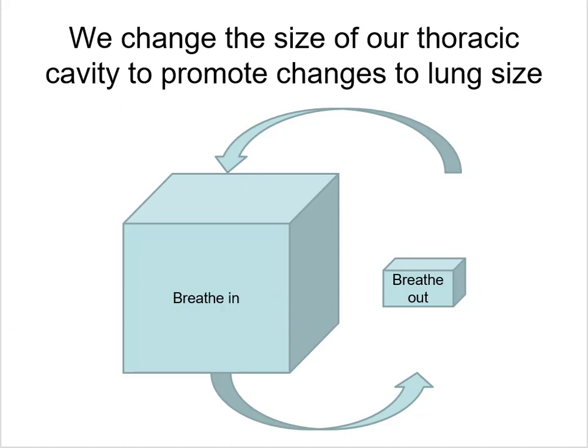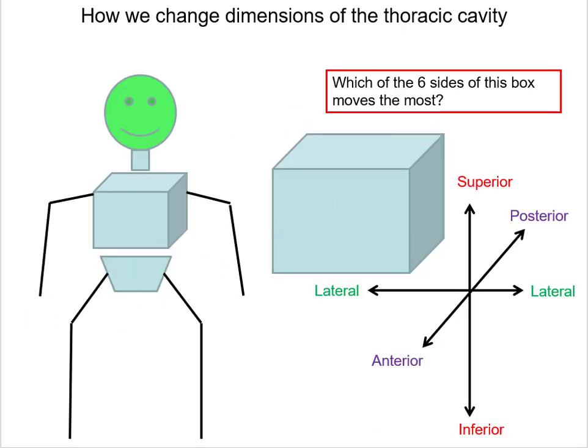So the next question is, how do we change dimensions of the thoracic cavity? You can imagine the thoracic cavity as this cube over here. And what I want you to imagine is that you could increase dimensions along the superior-inferior axis like this. You can increase dimension along the anterior-posterior axis, and you can increase dimensions along that lateral axis right over here. Okay. So in other words, you can lift up the top or drop out the bottom.